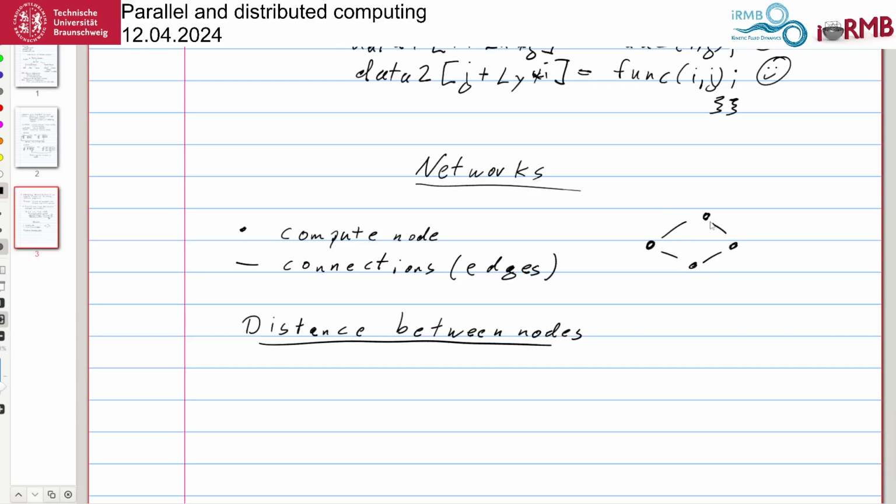Now, there may be different ways to go to the same place. For example, you can ask how far it is from here to Hanover. You could say it's 70 kilometers. But you could also go the other way around, and then it's a little bit more. What we usually mean by the distance is the shortest way to get somewhere. Therefore we call this the shortest path.